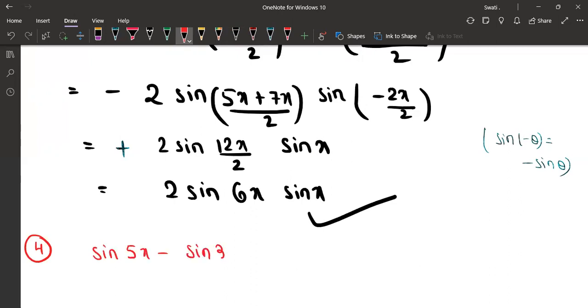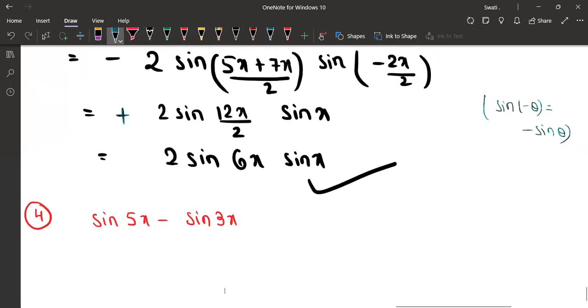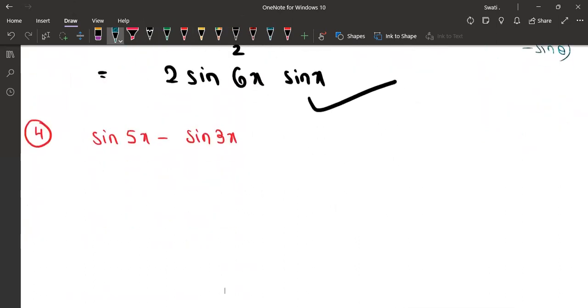All right, now we can go to the fourth question, and that is sine 5x minus sine 3x. Now we have this question. It is of course in the form of sine c minus sine d. So let's just solve this. We know the formula of sine c minus sine d.